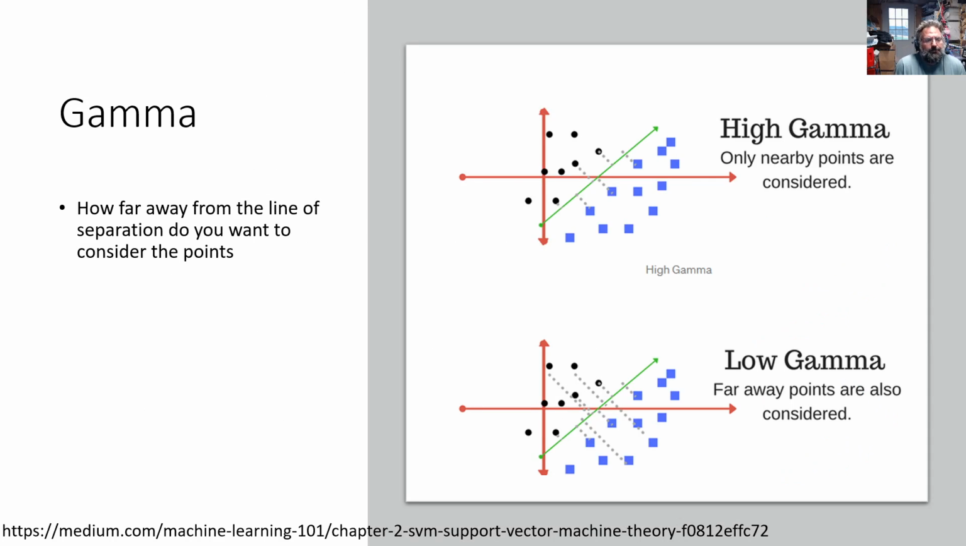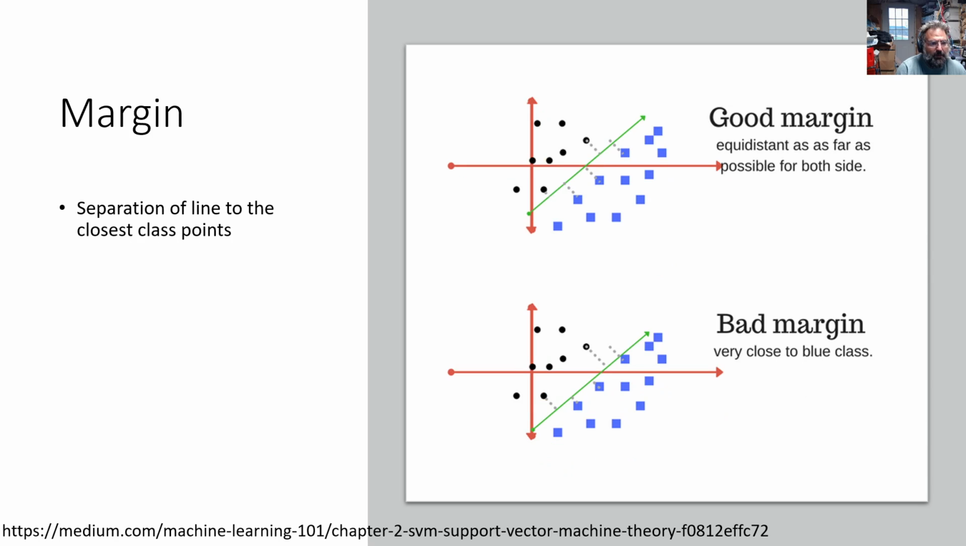When we talk about gamma, we're talking about how far away from the line of separation you want to consider the points. It could be that you want it to be relatively close, or you want to consider all points of all distances from the line. The idea is that maybe the ones closer to the line might be more important than those further away. So do you want a high gamma, so only things that are close are considered, or a low gamma so that multiple things, or everything, might be considered.